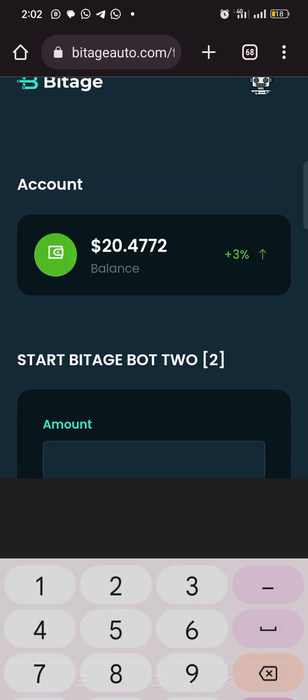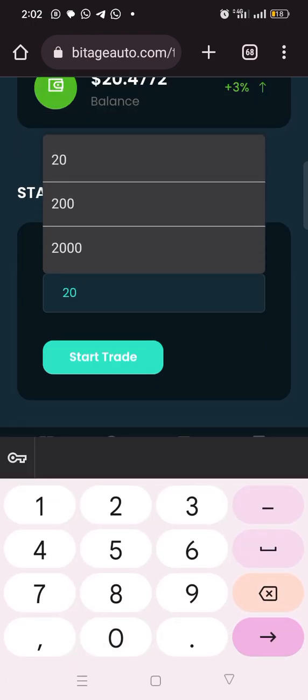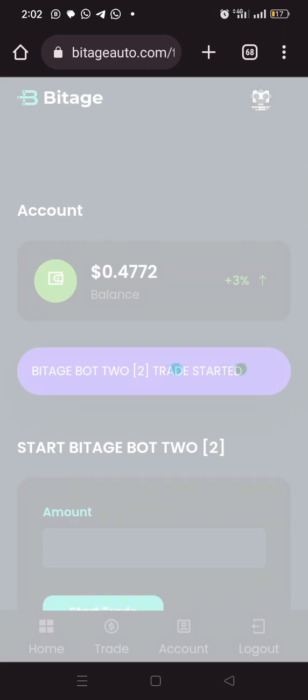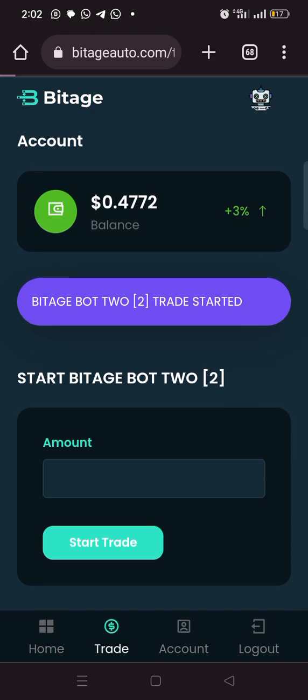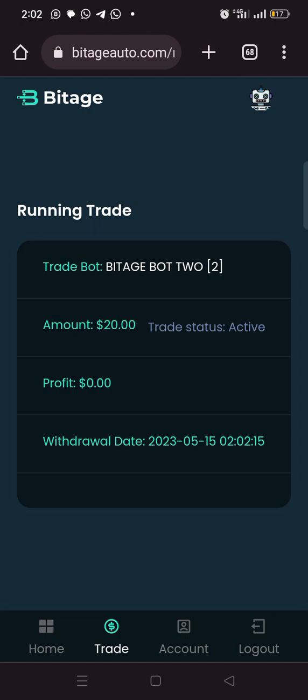20. Now click on start trade. So right now my trade has started. Bitage Arbitrage trade started. So let me click on trade. As you can see, this is my trade. So my trade has started.